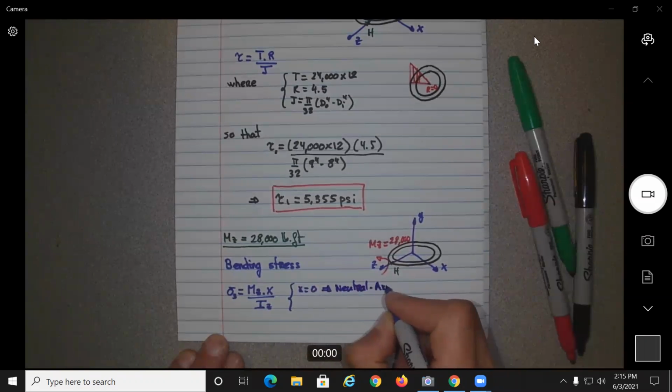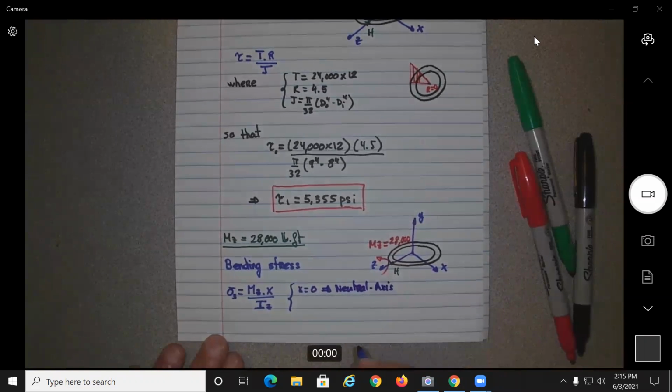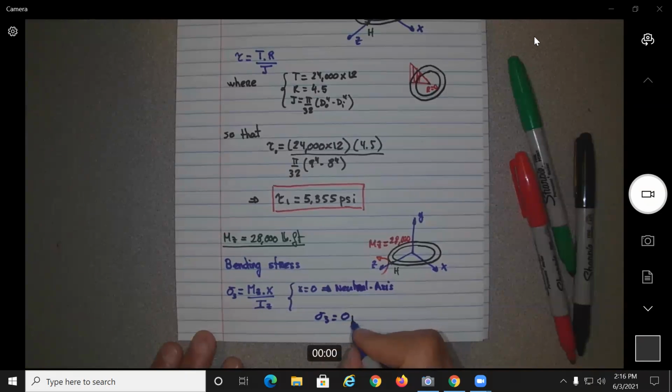And what do you know? What is the definition of the neutral axis? The neutral axis is where the stress is 0. Okay? So this means sigma 3 equal to 0 psi.